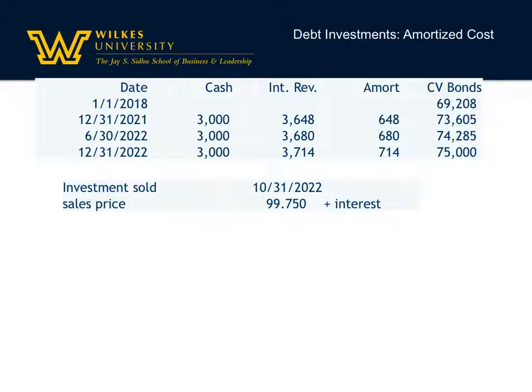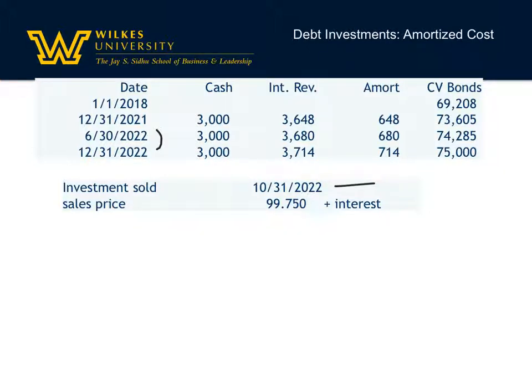But what do you do if you sell? Now, in this case, we're going to sell it just before the end of the maturity period. So we're going to sell it between June and December, and we're going to sell it on October 31st, 2022. Sell it at a price of 99.750, or basically 99.75% plus interest.